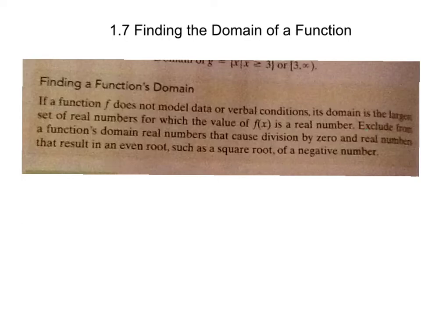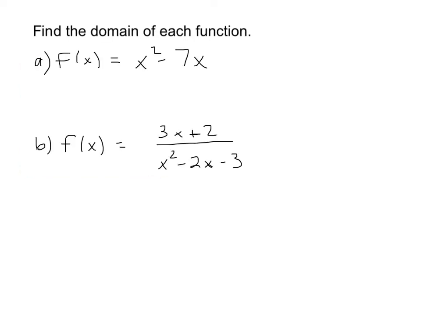What we have to do is look to exclude or leave out numbers from the domain that are going to cause division by 0, and any values that result in an even root of a negative number. For example, given here is a square root. I can't take the square root of a negative. So any value of x that's going to give me a negative underneath a square root has to be excluded or left out of the domain. Okay? So we'll look at a couple of examples here.